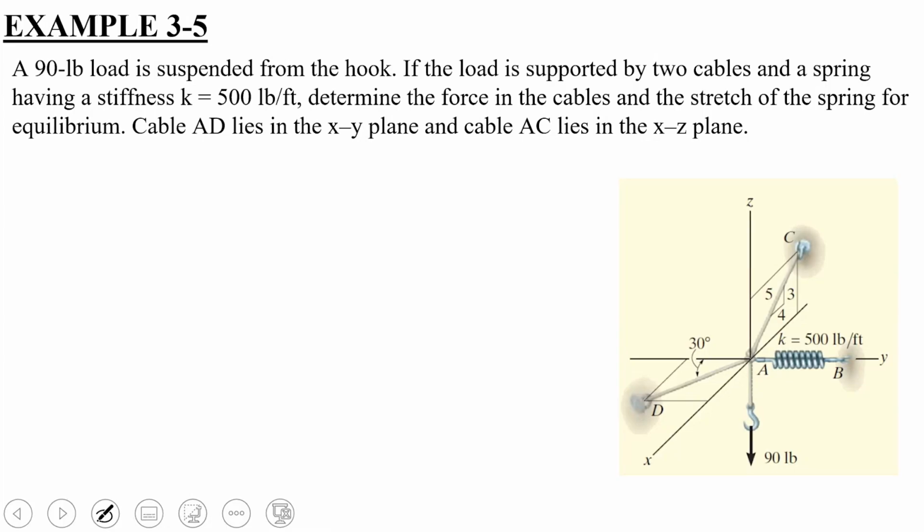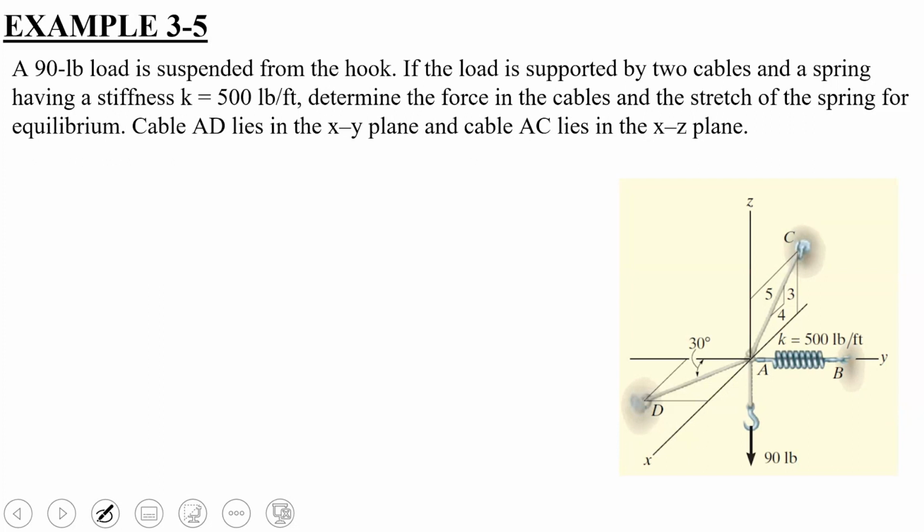Okay, so starting with the very first example of this topic, which is example 3-5. You have a particle A which is being acted upon by a 90-pound force acting downwards. So a 90-pound load is suspended from the hook as shown in the figure. If this load is supported by two cables and a spring having a stiffness of 500 pounds per foot.